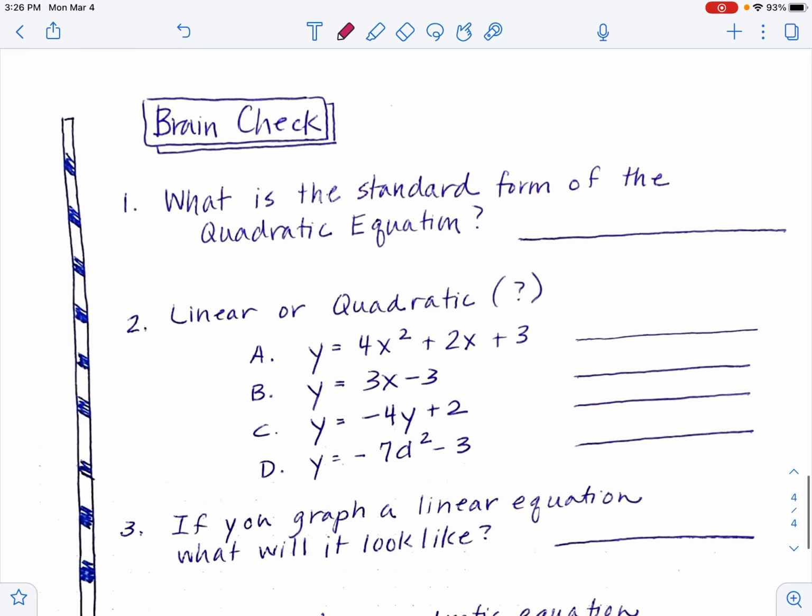Okay, let's review again. What is the standard form of the quadratic equation? Y equals ax squared plus bx plus c. Let's say if these are linear or quadratic. Y equals 4x squared plus 2x plus 3. Again, there's a power of 2, quadratic. Y equals 3x minus 3, linear. Y equals negative 4x plus 2, linear. Y equals negative 7x squared minus 3. Oh, it's raised to the second power, quadratic.